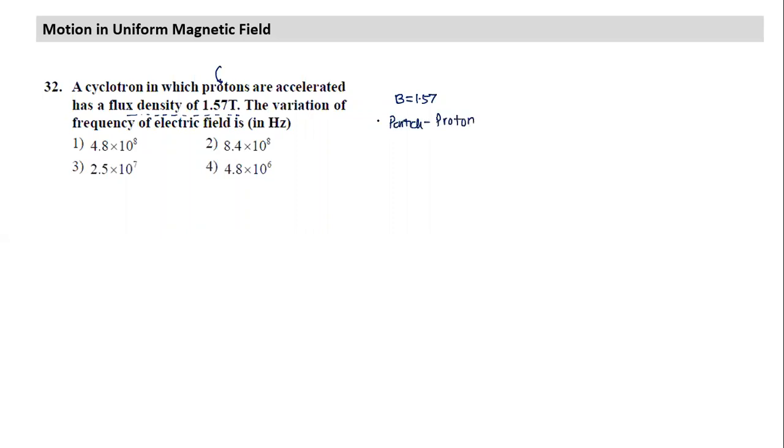And what do we need to find here? We need the frequency of the electric field. So what is the frequency? Frequency is equal to 1 by T, and 1 by T is equal to qB by 2 pi m. Do we know all the parameters here? Yes, we can substitute and find. Charge we know, 1.6 into 10 to the power minus 19. B is given as 1.57, divided by 2 pi. The only thing is the mass of the proton, you can easily find that value. So these are simple questions.